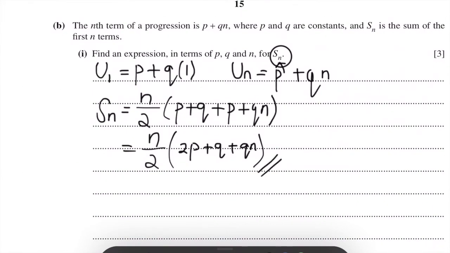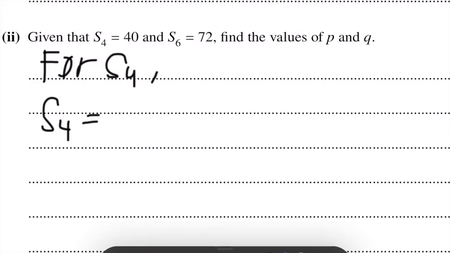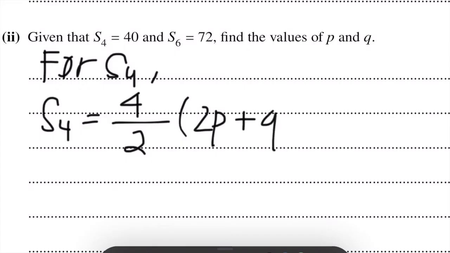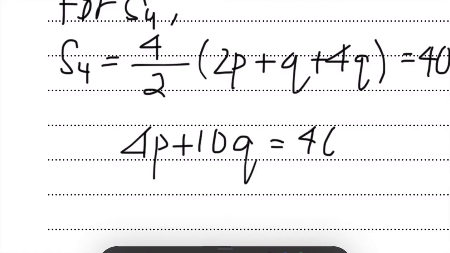That is your expression. Now given that S4 is 40 and S6 is 72, find the values of p and q. For S4, we will equate that to n divided by 2, 2p plus q plus 4q equal to 40. We will simplify this into 4p plus 10q is equal to 40.